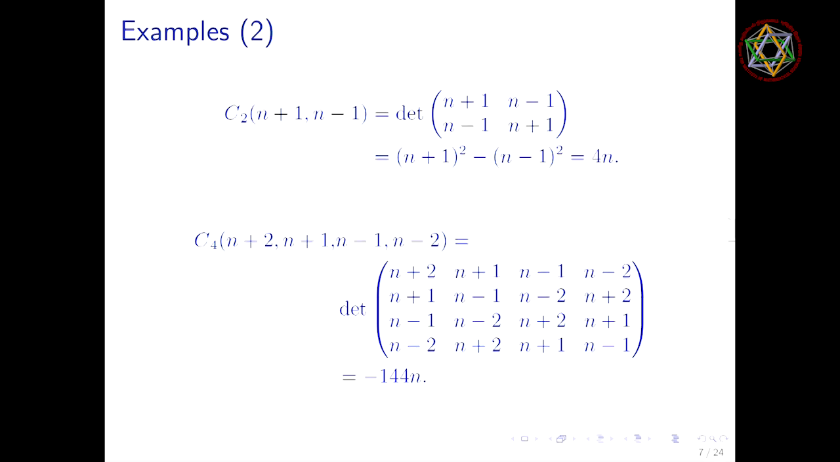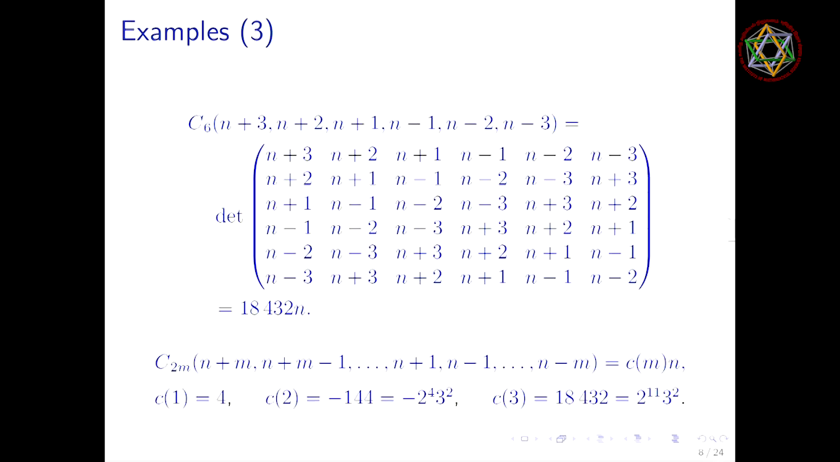So this was for the case which was odd. Now for the case which is even, the circulant determinant, you omit the n, which is in the middle here. So you have C2 of n plus 1 and n minus 1. Again, you compute it, and you find that it is 4n for the index 2. And for the index 4, because we take even numbers, so you omit the n here, you have 4 numbers. You write this expression, and you expand, and you find that it is minus 144 times n.